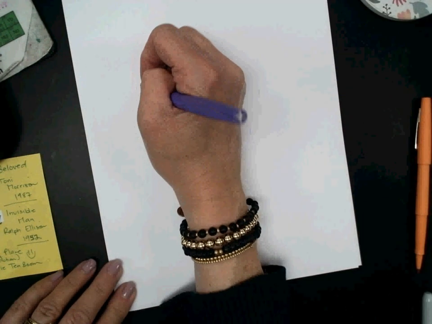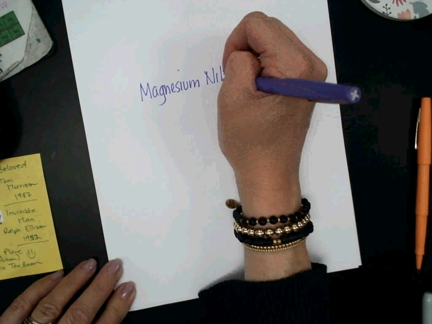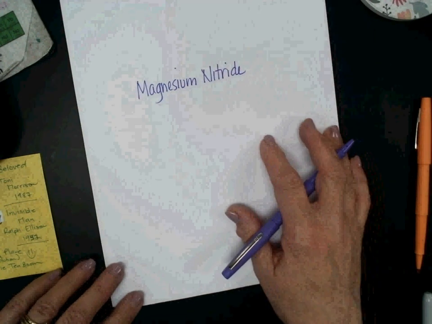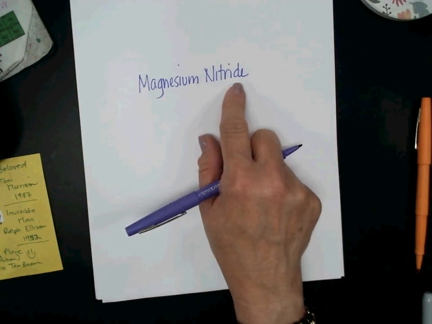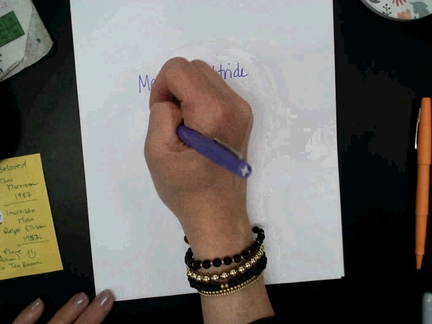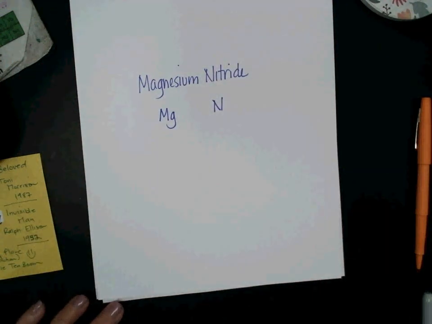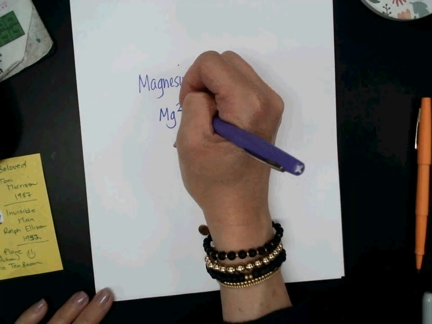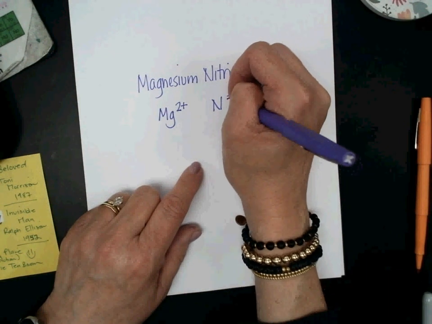All right, let's try another one. Let's try magnesium nitride. And notice there are no prefixes here. So I go to my periodic table and I find magnesium, and I find nitride is from what atom? Nitrogen. And I find nitrogen and I give them their charges. Caitlin, what's the charge on magnesium? Good. 2 what? Plus. And the charge on nitride is what, Abby?